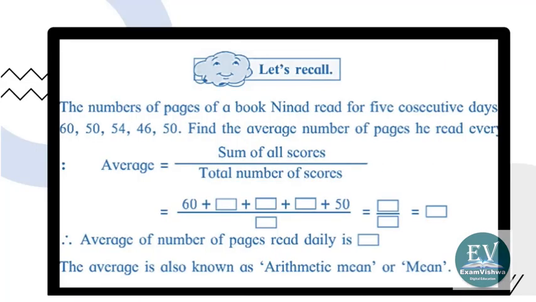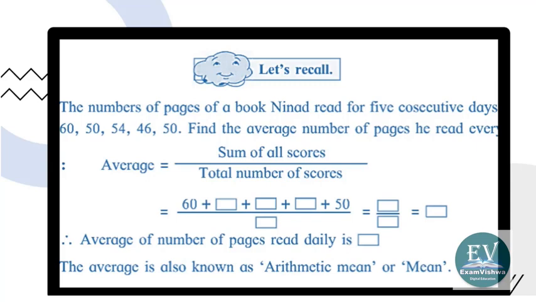This is something to recall, given in your textbook regarding what you learned in the previous year. The number of pages of a book that a student read for 5 consecutive days are 60, 50, 54, 46 and 50. Find the average number of pages he read every day. The question is very simple.